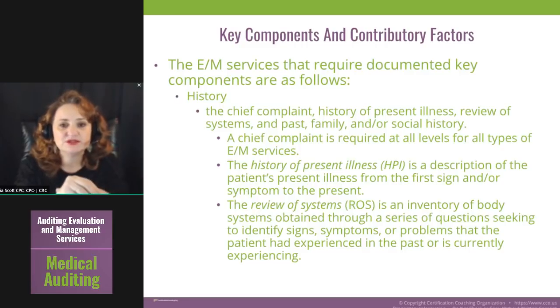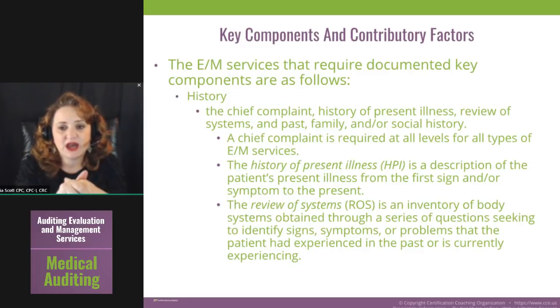So if we had an E&M service and it required documented key components, then we're going to have first a history. And what is looked at with the history? We have the chief complaint, we have the HPI, and then we need to review the systems, and we have the PFSH, the past, family and social history. We have a chief complaint, and that could be the patient is being seen for COPD. So that's going to help us. That's the first step in getting our level of service.